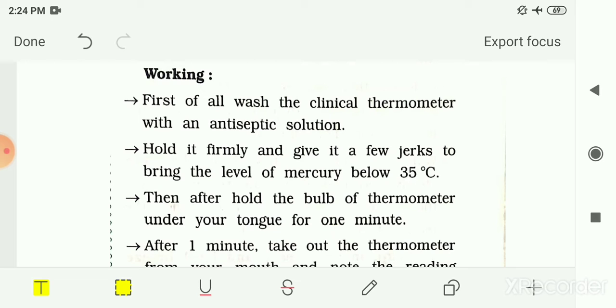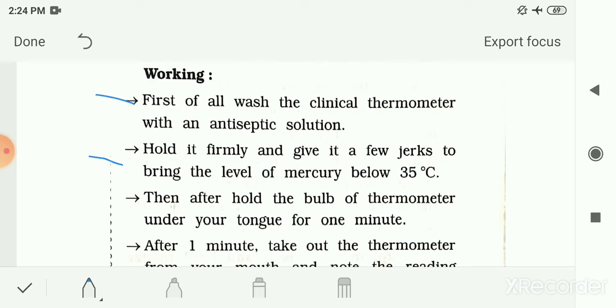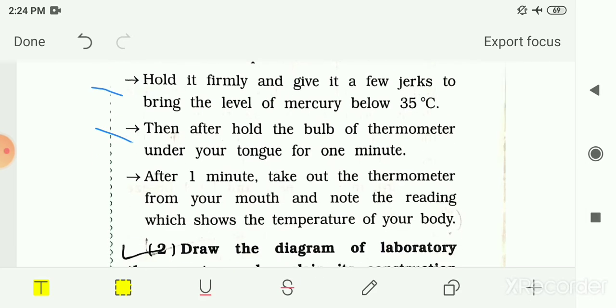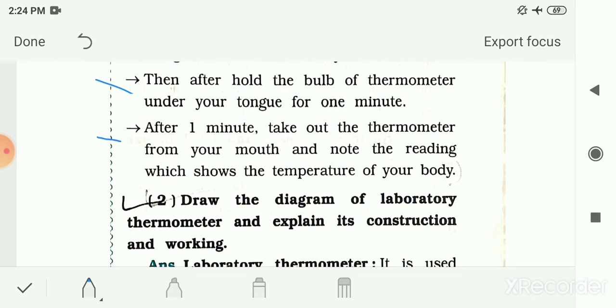Now how does this kind of thermometer work? So, the working of this thermometer. First of all, wash the clinical thermometer with an antiseptic solution. Now hold it firmly and give it a few jerks to bring the level of mercury below 35 degrees Celsius. To bring the mercury level below 35 degrees Celsius, we have to give some jerks to this kind of thermometer, because the kink is present in this thermometer. Then hold the bulb of the thermometer under your tongue for 1 minute, and after 1 minute you can take out the thermometer from your mouth and note the reading, which shows the temperature of your body.